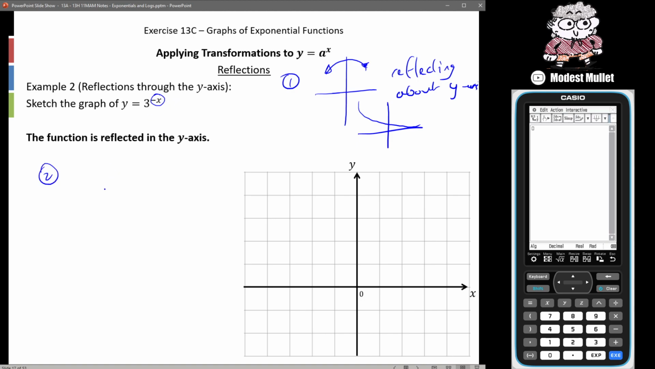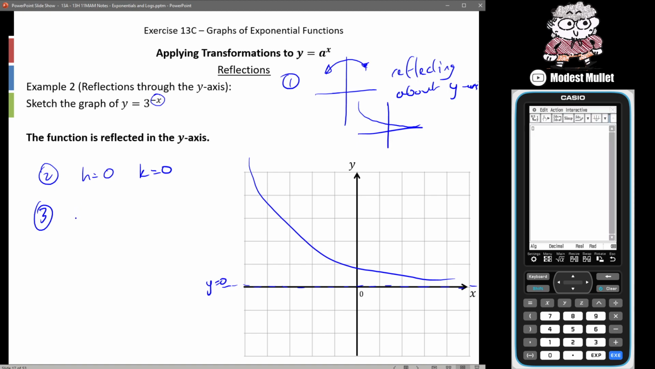Step 2, we need to identify h and k. h is 0, k is 0. So we know my asymptote now is y equals 0. Just drawing in roughly, it's going to look something like that, but I'm going to find an intercept, and we know we have a y-intercept, so I'm going to let x equal 0.